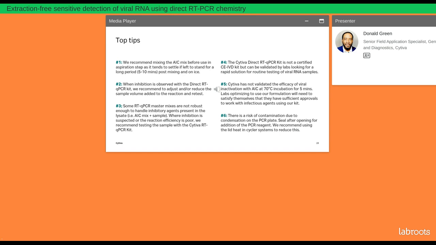Some RT-qPCR master mixes are not robust enough to handle the inhibitory agents present in the lysate or present in the AIC mix plus sample. So if you are just using the AIC mix alone with your in-house RT-qPCR and you're not really getting good results, where inhibition is suspected or the reaction efficiency is poor, we recommend comparing the sample with our RT-qPCR kit. As obviously the AIC mix has been optimized for COVID and optimized for using with our RT-qPCR kit.